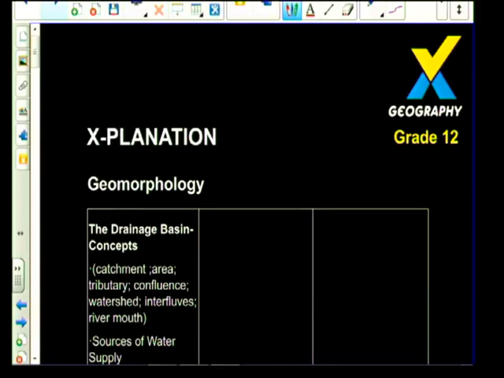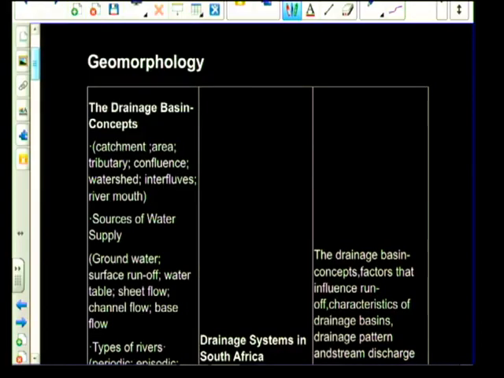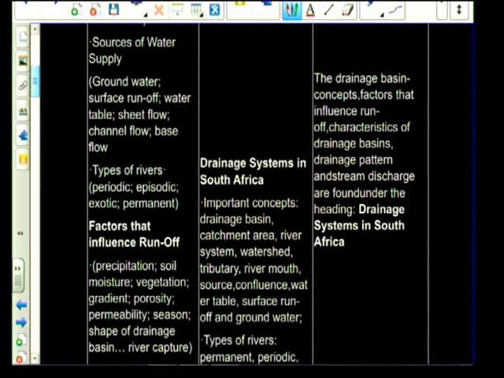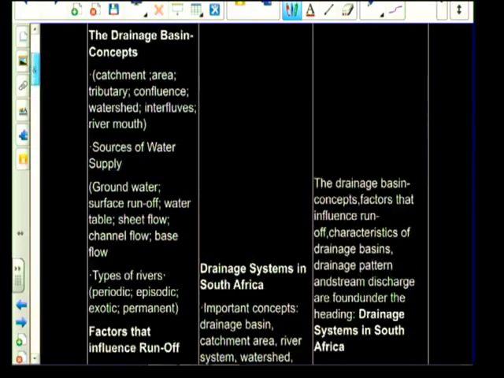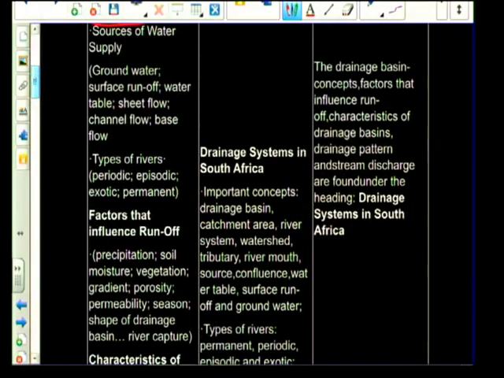The next section being geomorphology. Now, in the past, it was known as fluvial landforms, fluvial formations and landforms, you understand. Now it's known as geomorphology. Let's look at the old curriculum. The drainage basin and the concepts are still here in this section, where we deal with drainage systems in South Africa. Exactly the same concepts, you can see it. We're dealing with catchment areas, watersheds, interfluves, all of them are here. All of these sections are here.